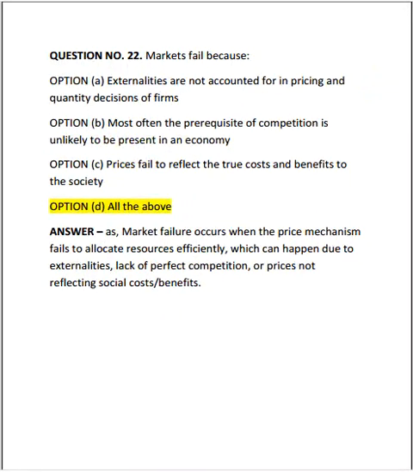Question No. 22. Markets fail because. Option A, externalities are not accounted for in pricing and quantity decisions of firms. Option B, most often the prerequisite of competition is unlikely to be present in an economy. Option C, prices fail to reflect the true costs and benefits to the society. Option D, all the above. Answer, D, as market failure occurs when the price mechanism fails to allocate resources efficiently, which can happen due to externalities, lack of perfect competition, or prices not reflecting social costs, benefits.